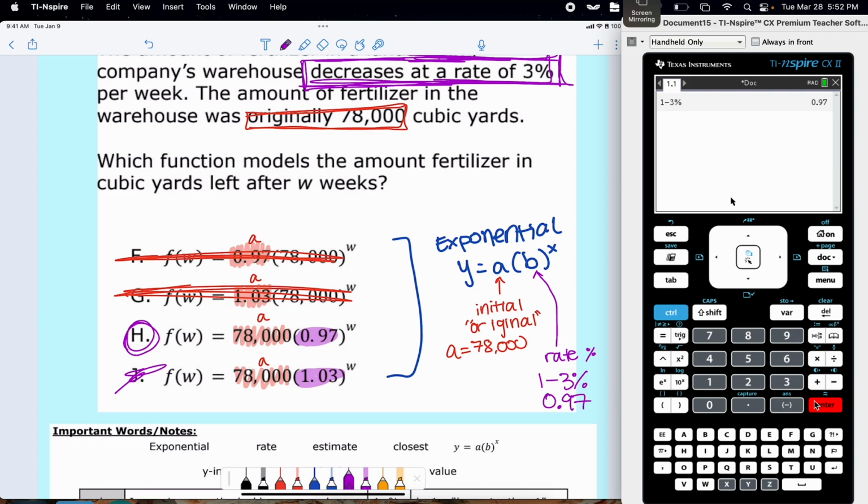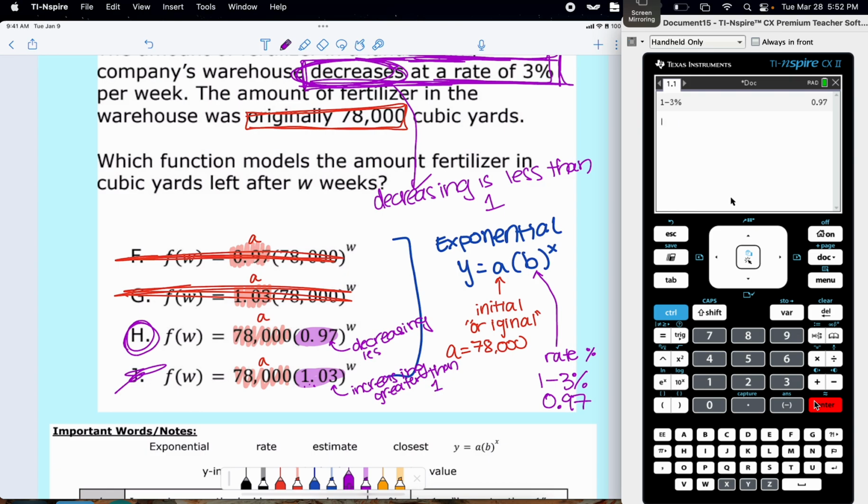Another way you could have done this is, decreasing is less than 1. This is decreasing because it's less than 1. And 1.03 is increasing because it's greater than 1. So that's how you could have also done it if you didn't want to add. But it's a good way either way to know.